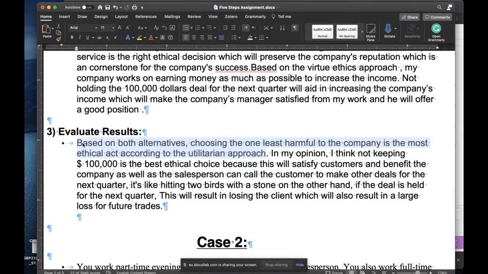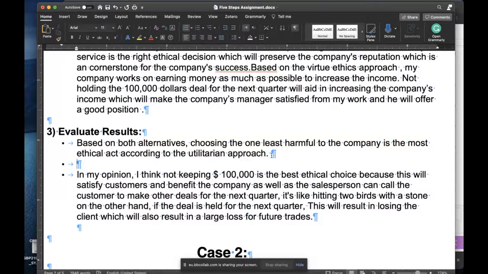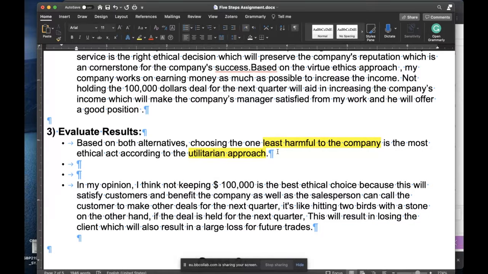Okay, stop. Good. There's only one problem. I'm sorry, what is it? The problem is that you invoke here the utilitarian approach, and you say, according to the utilitarian approach, the least harmful to the company. So what is the utilitarian approach about? According to the utilitarian approach, the most ethical choice is the one that does what? Happy, satisfied.